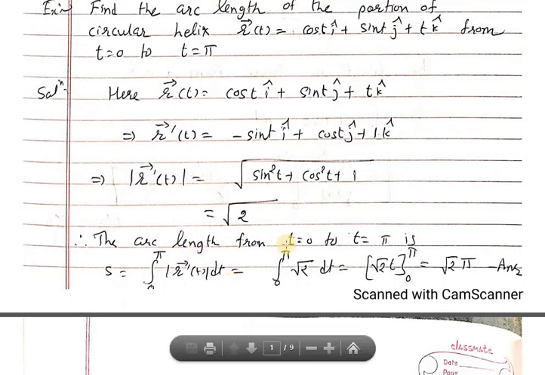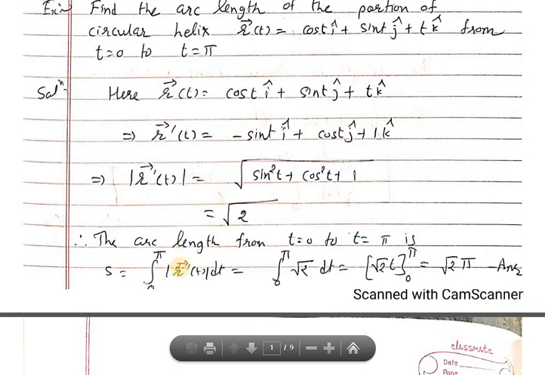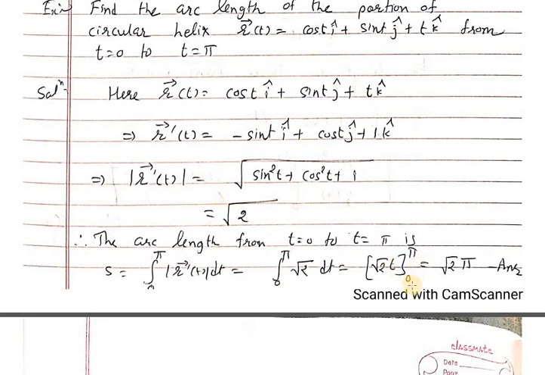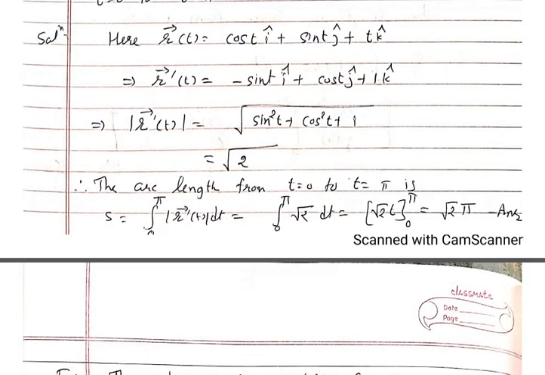So the arc length from 0 to pi is given by integration 0 to pi of mod r'(t) dt, that is 0 to pi of root 2 into dt, that is root 2 t, and the limit is from 0 to pi, and that will give you the answer, which is root 2 into pi.